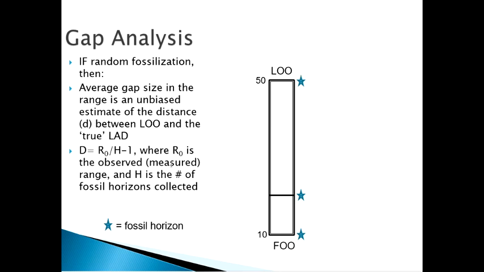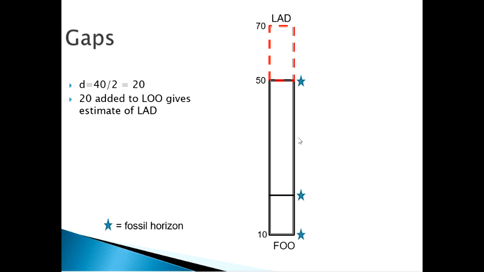So we can define D as R sub 0 divided by H minus 1. So R sub 0 is the observed measured range from 10 to 50, and H is just the number of fossil horizons, 1, 2, 3, and that's going to give us this estimate of D, the gap. So just a simple way to do it, D is 40, that's the 40 meters there, divided by H minus 1, 3 minus 1, 2, gives us 20, and so an estimate of where the LAD would be, if this is what I've collected, is that it might be as far up here as 20 meters up here.